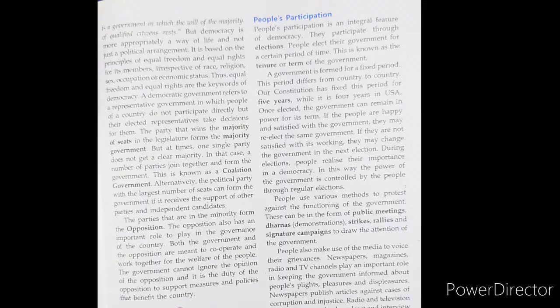People's participation. The citizens of a country play a vital role in a democracy. Public opinion cannot be ignored in any way. Every citizen has the right and the means to participate in the decision making process of the government. Let us see how the participation takes place. In a democracy, all citizens above the age of 18 years can vote in an election and choose their representative on the basis of universal adult franchise.